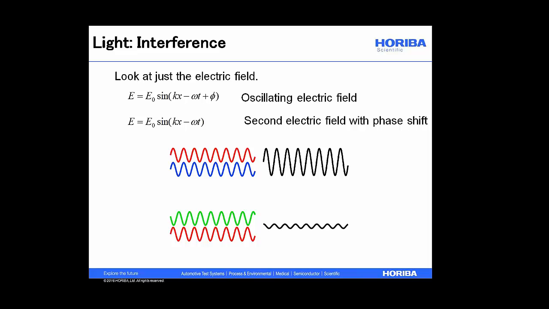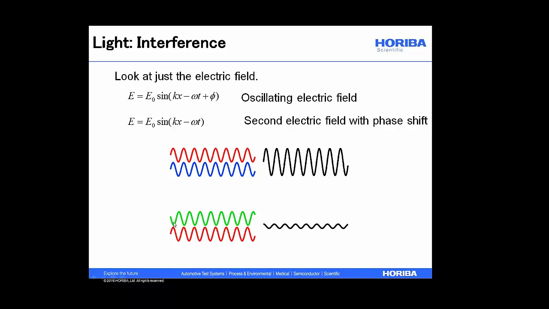And all sorts of interesting things happen when you add up oscillating functions. So if you have an oscillating electric field and you add it to a second electric field with some sort of phase shift, so that's kind of like taking the red and the blue and adding them together. If there's almost no difference in the phase, the amplitudes add and you have a bigger electric field amplitude, or brighter light. So the intensity of light goes by the square of the electric field amplitude.